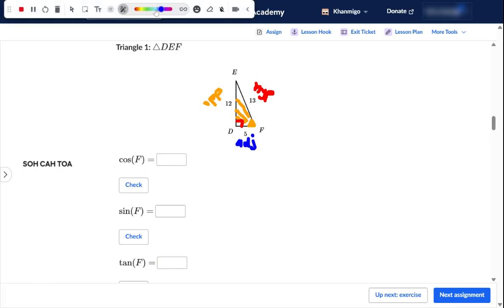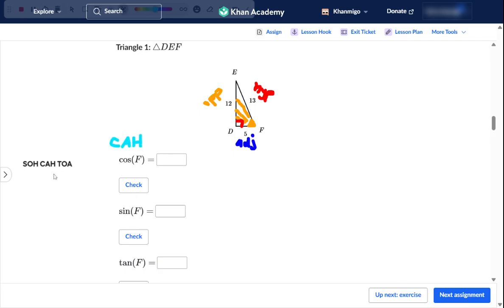So if we want the cosine, for SOHCAHTOA, this is the CAH. The cosine of F is going to be adjacent over hypotenuse. Once we've labeled the figure, it's pretty straightforward. Where is adjacent? We labeled it as 5, divided by the hypotenuse, which is 13. We can check. Yay, we got it right.